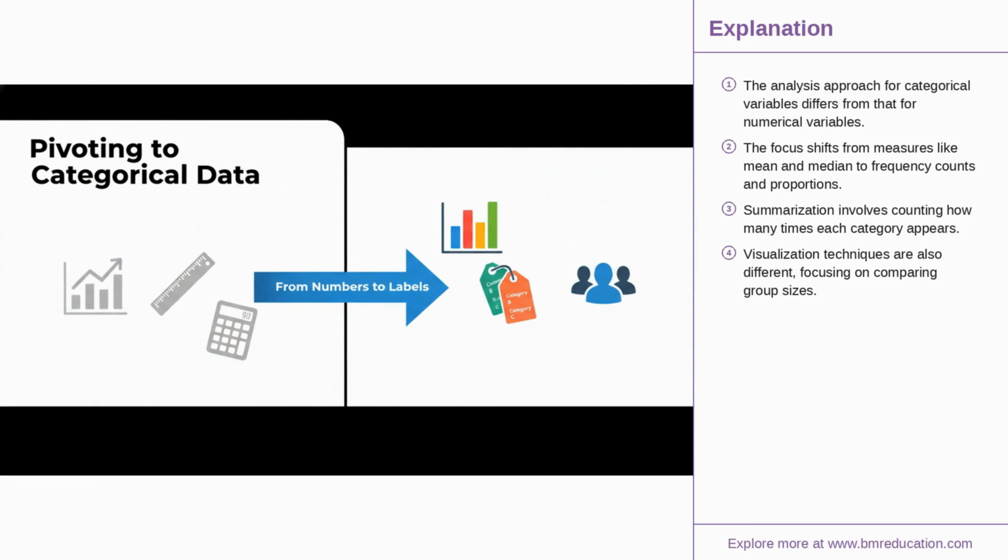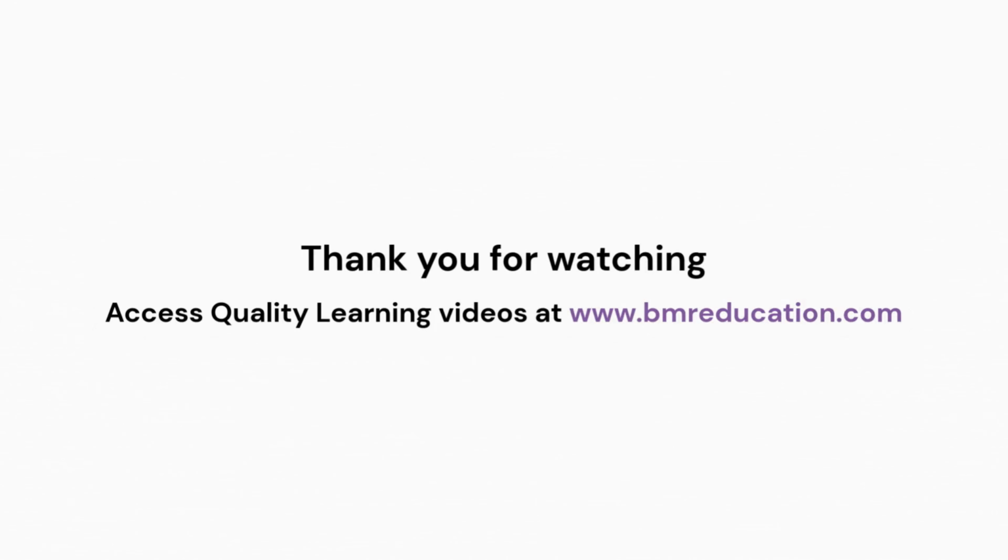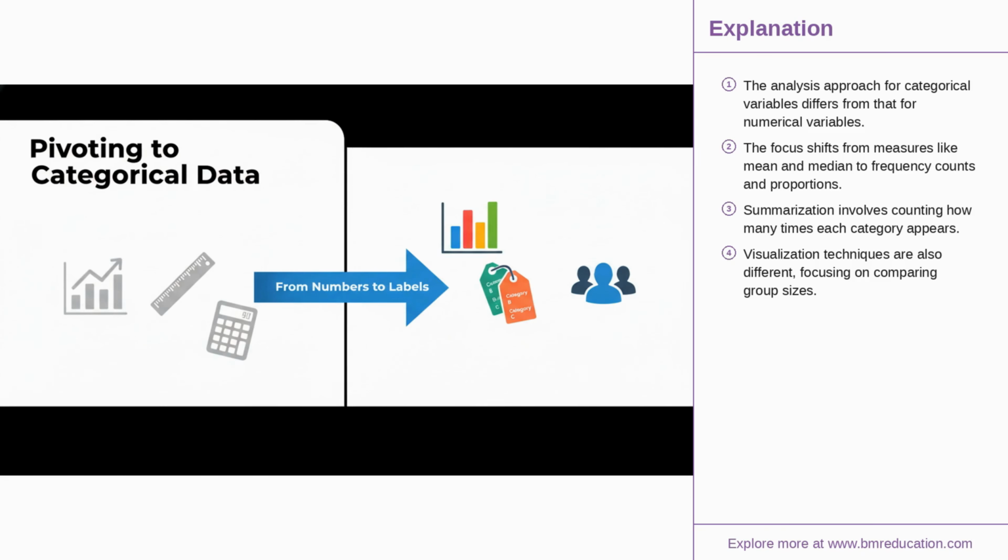We've thoroughly inspected numerical variables. Now, let's pivot our investigation to categorical variables. Remember, these represent groups or labels, so our methods will change. Instead of calculating means and standard deviations, our primary focus will be on counting frequencies and observing proportions. Let's see how to summarize this type of data.